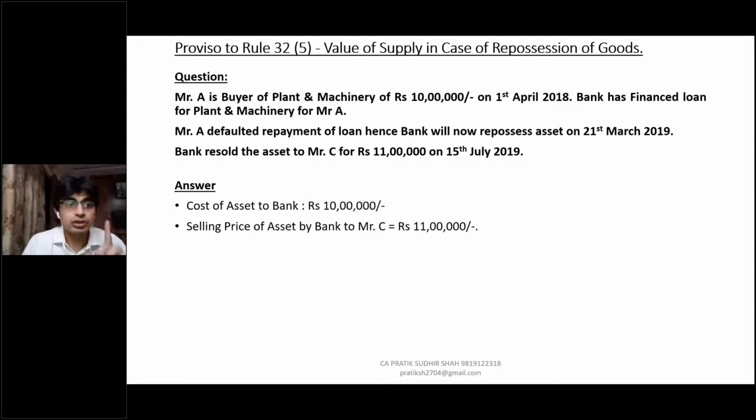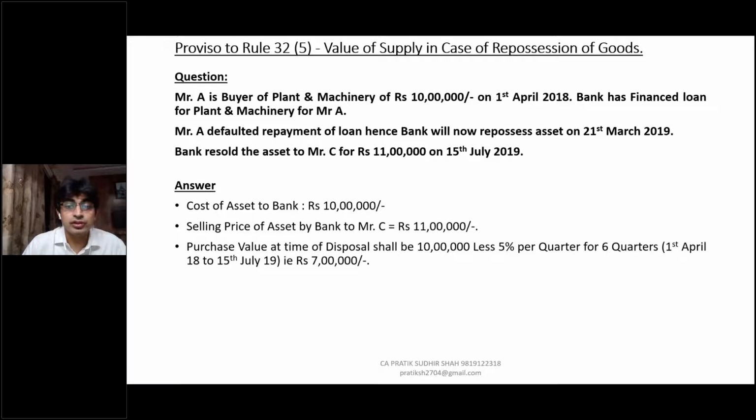Now see what was said. How many quarters was the asset used? From 1st April 18 till 15 July 19. So how many quarters were used? 6 quarters. From 1st April 18 to June 18, 1 quarter. From July 18 to September 18, 2nd quarter. October to December 18, 3rd quarter. Jan to March 19, 4th quarter. April to June 19, 5th quarter. And July 19, part of a quarter is treated as full quarter.